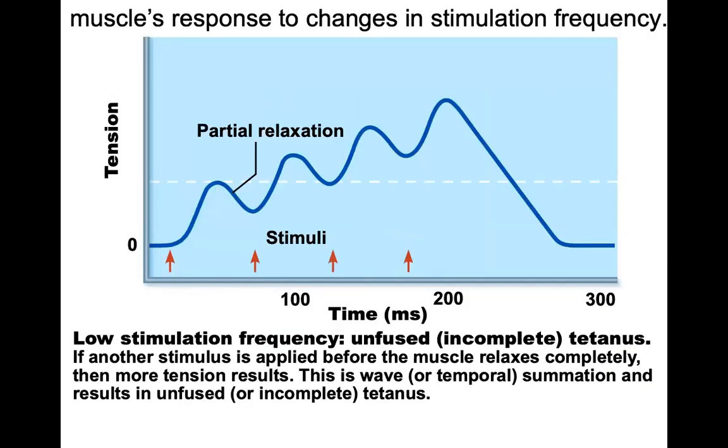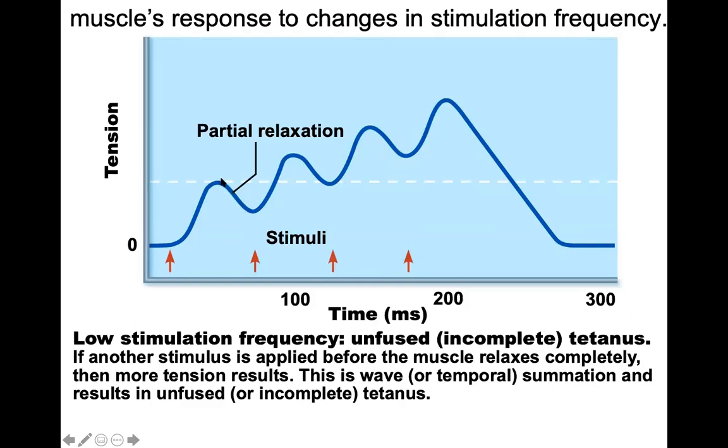Now, what if you have multiple stimuli in your muscle? The red arrows you see down here represent the stimulus that causes muscle contraction. So here again, you have your muscle relaxed down here. A stimulus comes in, right? You have your latent period, and then the muscle starts to contract, and then follow that with relaxation.